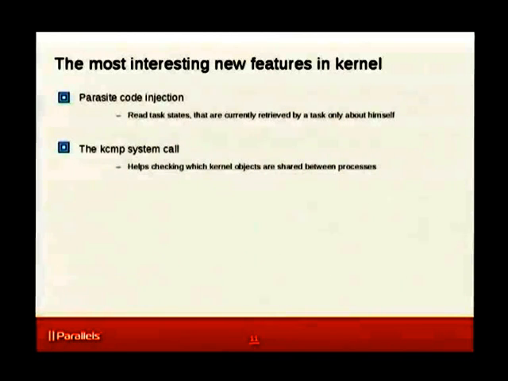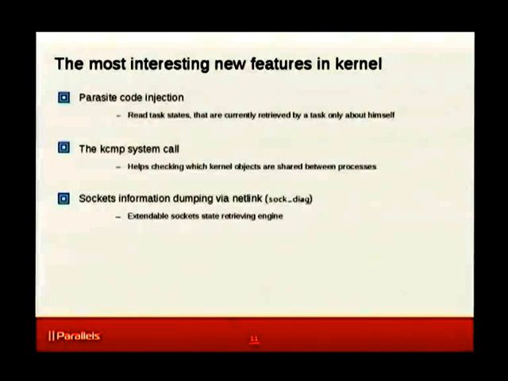Before this system call, it was impossible to distinguish a situation, for example, when the process opened the file, then did a fork. In that case, the file was shared between the parent and the child. It was impossible to detect this before the system call was merged.